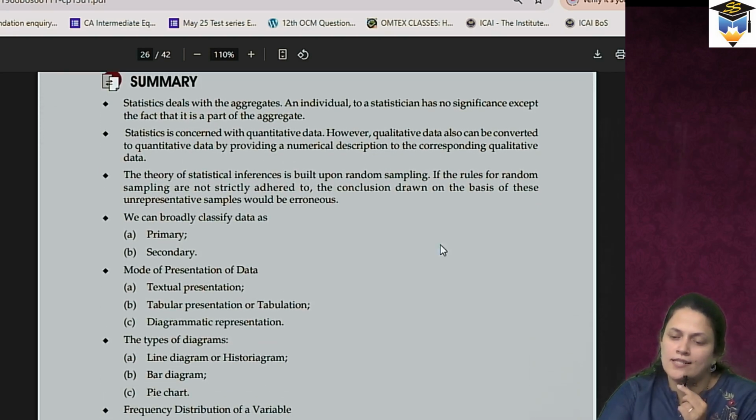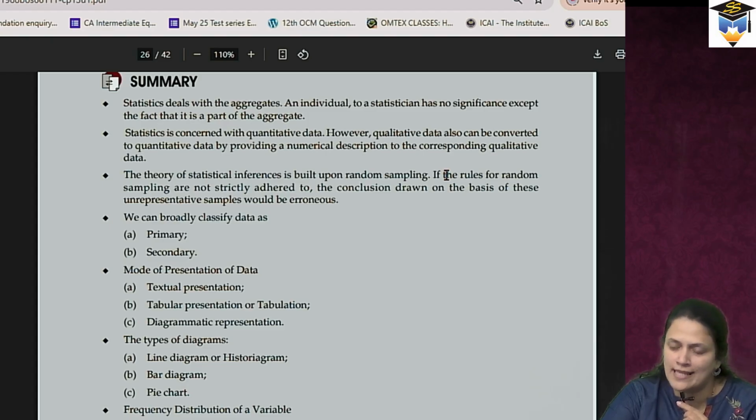Now, statistics deals with aggregates. An individual to a statistician has no significance except that the fact that it is a part of the aggregate. Statistics is concerned with quantitative data. Here, qualitative data can also be converted to quantitative data by providing a numerical description to the corresponding qualitative data. Understood?